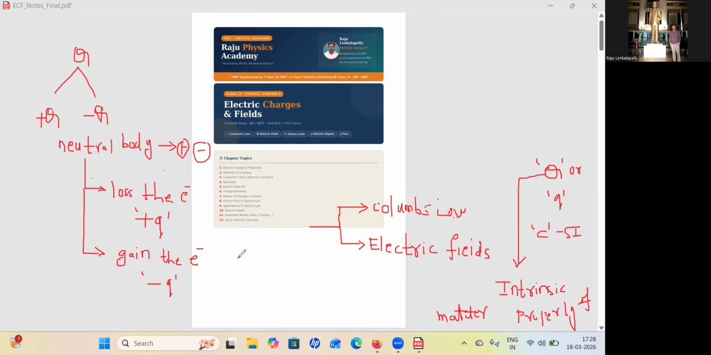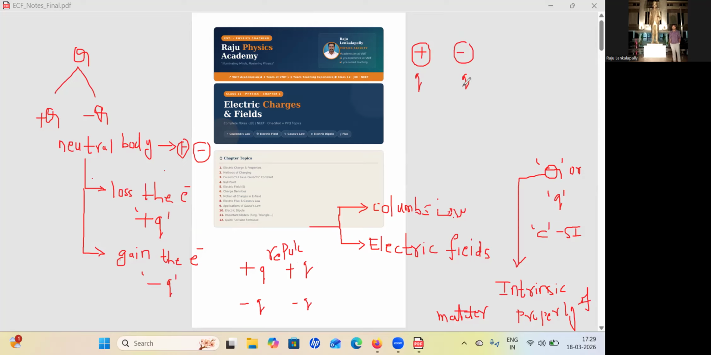One more thing here: charges are basically like charges and unlike charges. Like charges means positive and positive, or negative and negative. Like charges repel each other. Unlike charges are a positive charge and a negative charge, or a negative and a positive charge.